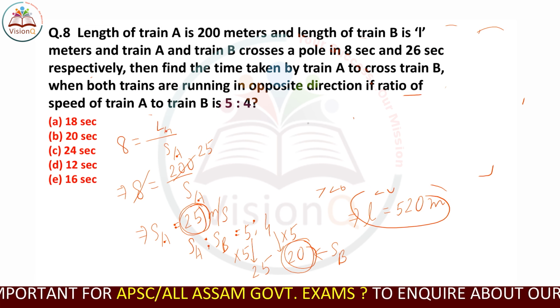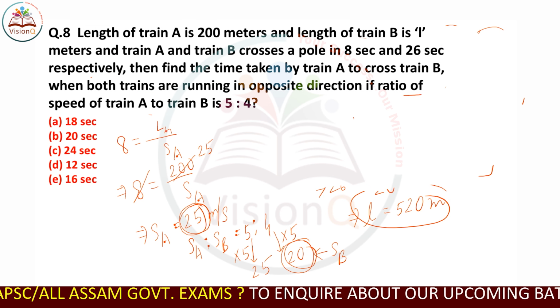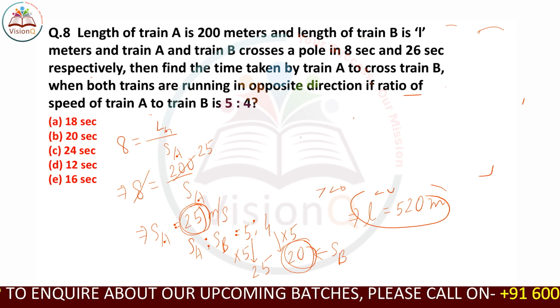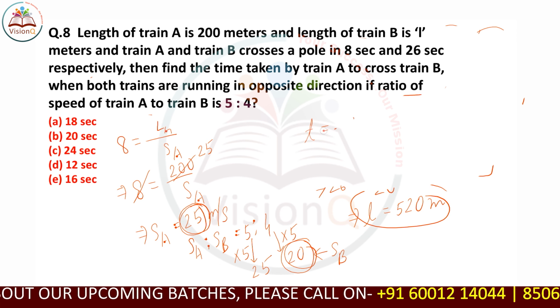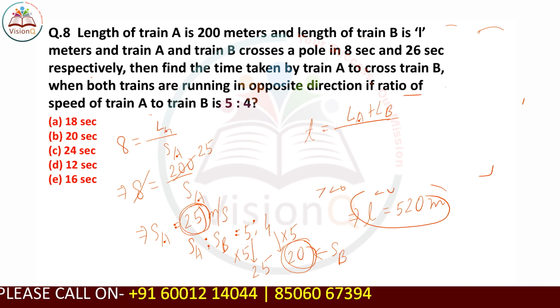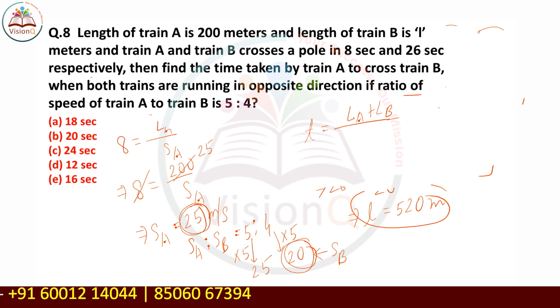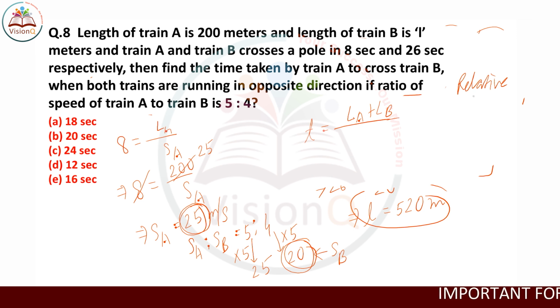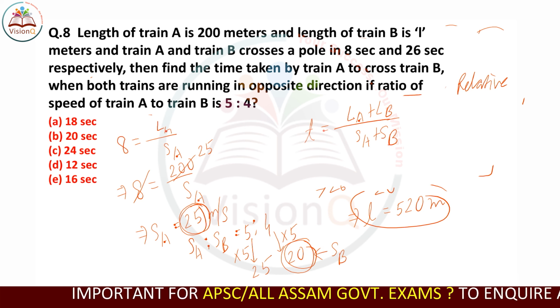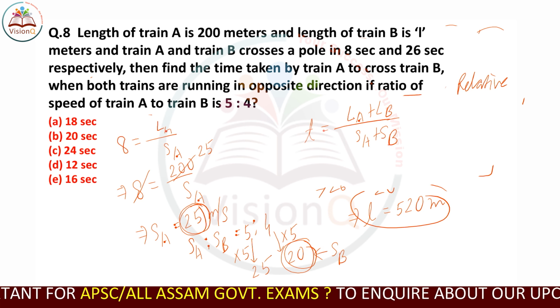Now, whenever two trains cross each other, in the same direction or in opposite direction, distance travelled will be equal to what? Length of train A plus length of train B. And speed will be the relative speed. So, if two objects cross in the opposite direction, I have to add the two speeds, that is speed of A plus speed of B. And if the two trains have crossed in the same direction, then it is speed of A minus speed of B.